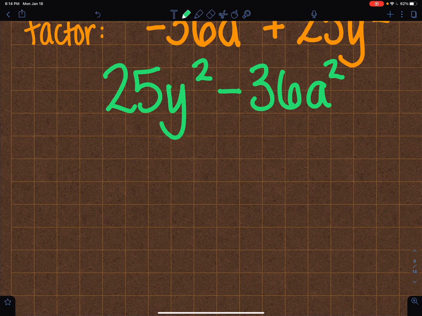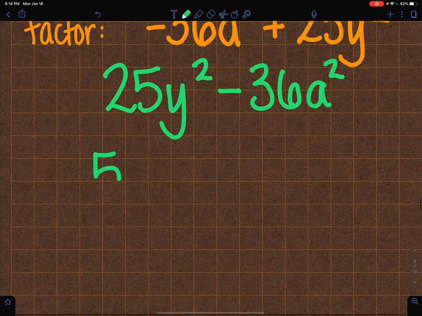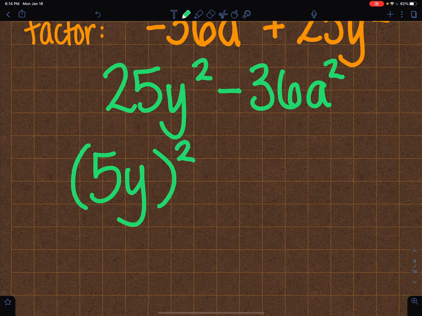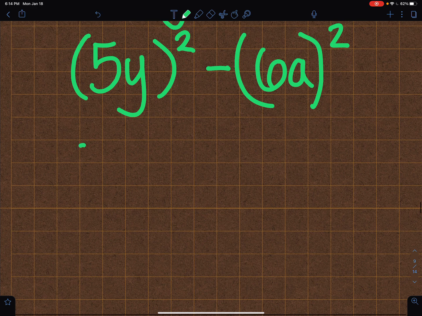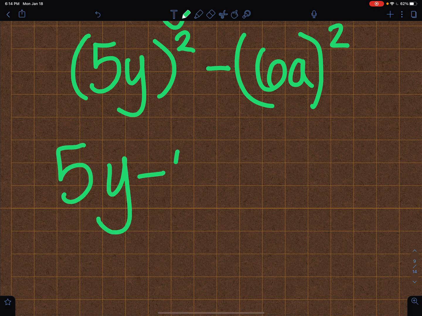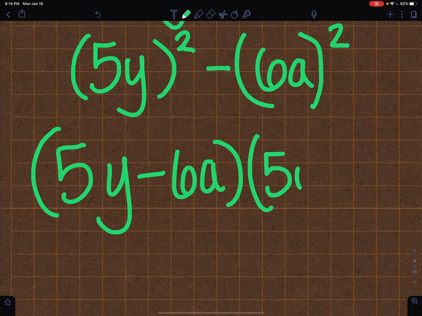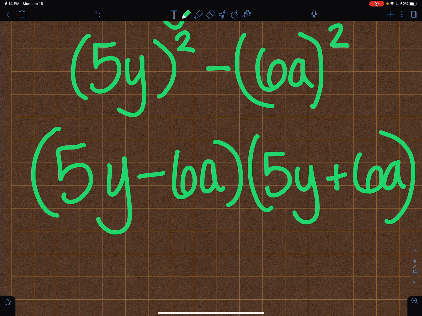I'll go ahead and do the step that they do in the book, but if you don't like it, you don't have to. I'm going to take the square root and do (5y) squared minus (6a) squared. So do you see now how it's the difference between two squares? And then you can do 5y minus 6a times 5y plus 6a, and we factored it. Easy peasy. That was fun.